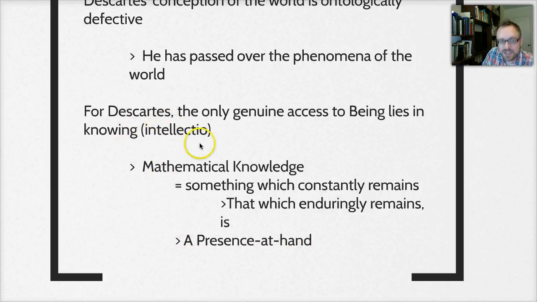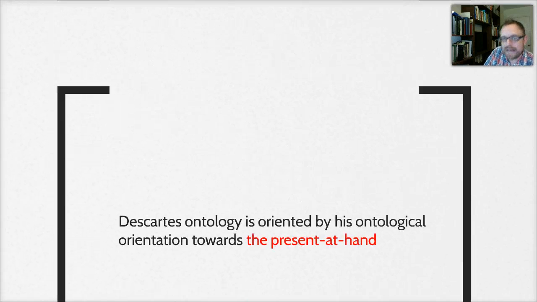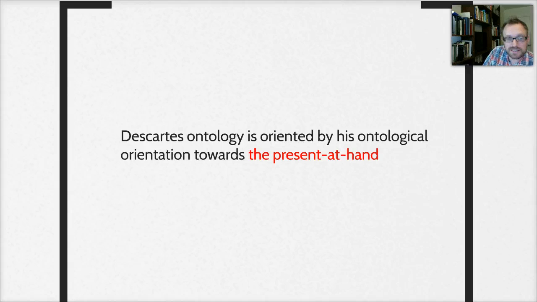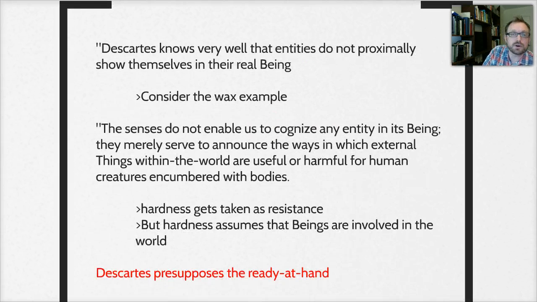So the intellectio, the sort of knowledge that Descartes is after in terms of the world, is one that automatically privileges the present at hand, right? His ontology is oriented by this ontological orientation, and it is at the core what Heidegger is ultimately objecting to, right? He says, quote, "Descartes knows very well that entities do not proximally show themselves in their real being," right?